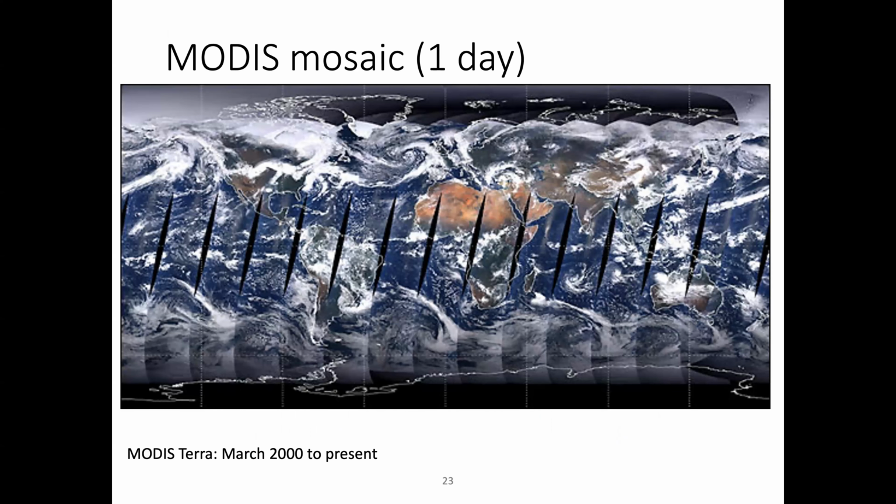This image shows a mosaic of MODIS from a day. There's almost full spatial coverage, and the black shows those small missing areas. This daily global coverage is why we use MODIS for snow extent and snow reflectance or albedo mapping, as snow can accumulate or melt from one day to the next.